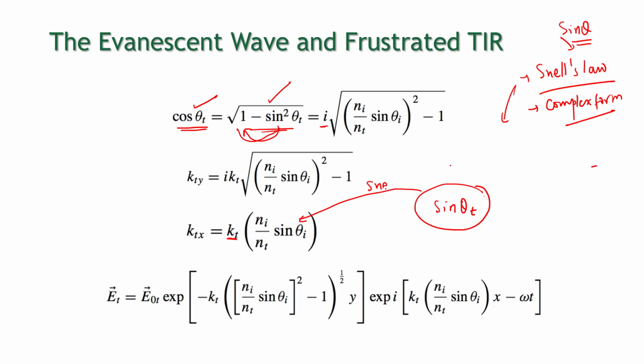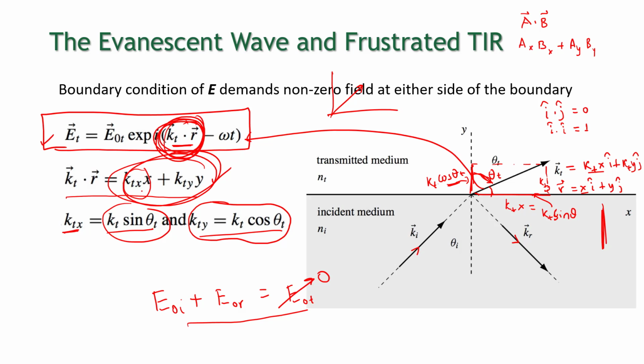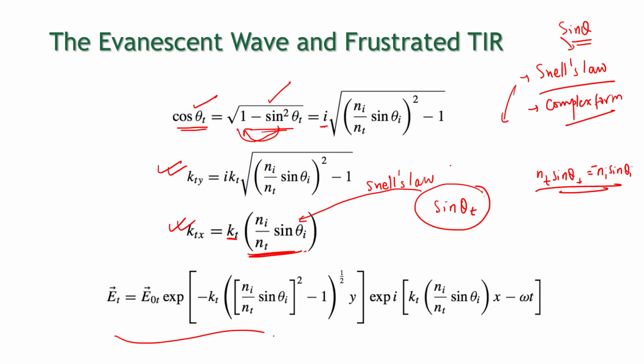Because n_t sine theta t is equal to n_i sine theta i. So use that, and then you replace sine theta i by that. Now you use these two expressions, this one and this one, in this expression for the electric field. So the electric field is E_0t e to the i k dot r. So k dot r is that, and then use these ones. When you do that, you get this expression.